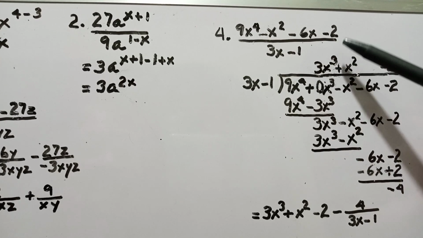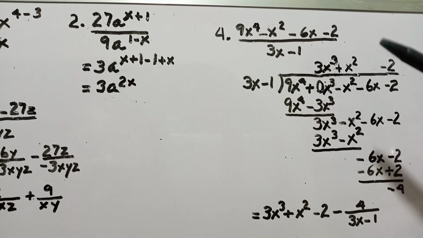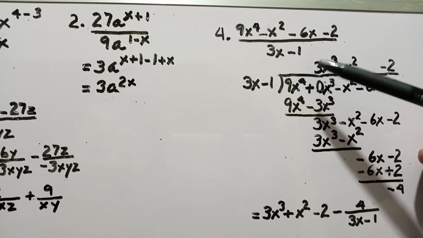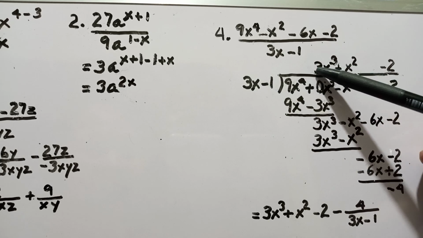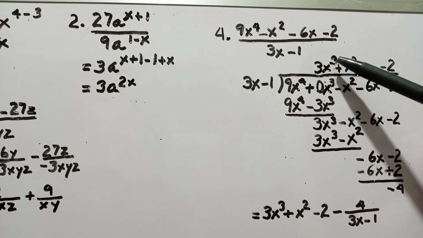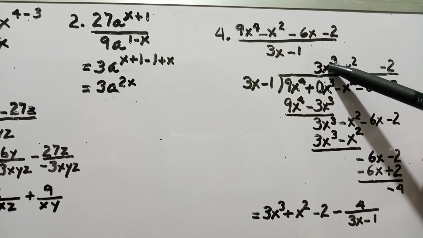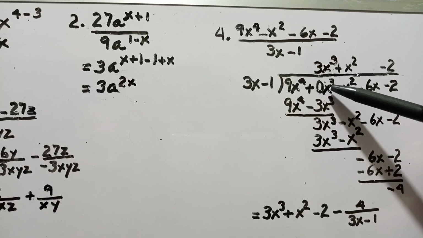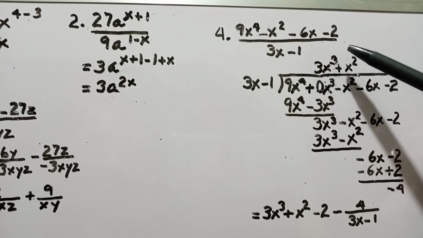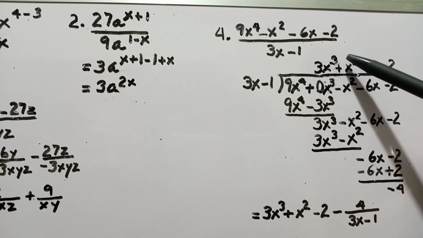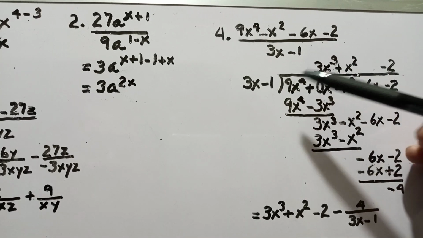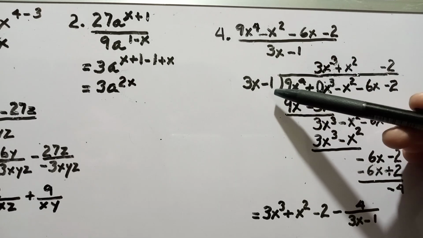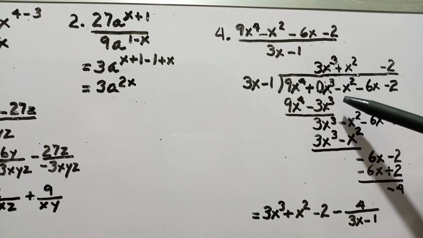We will divide this by normal division. So 9x to the fourth divided by 3x, you have 3x cubed. Now be sure to place your answer right above the term which contains the x cubed. That means you are aligning your terms. Then we will multiply. 3x cubed times 3x is 9x to the fourth. Then 3x cubed times minus 1, you have minus 3x cubed.